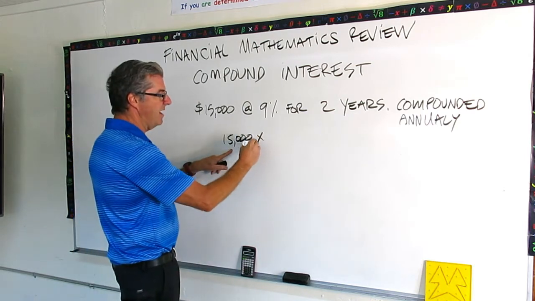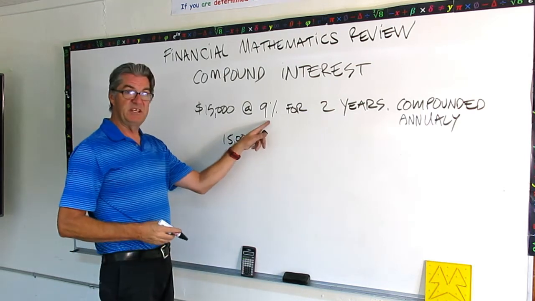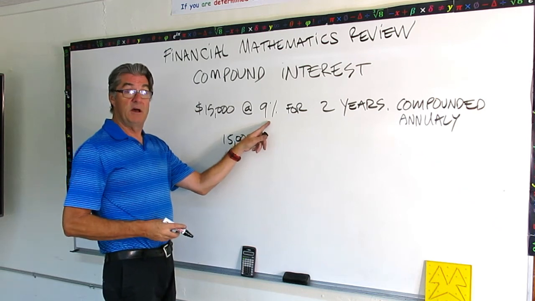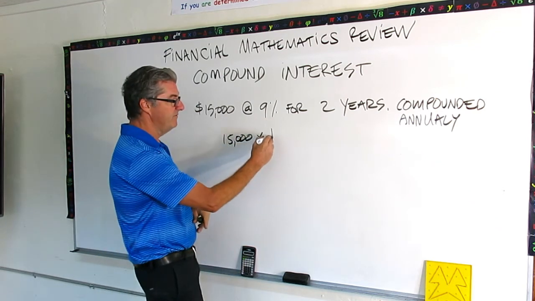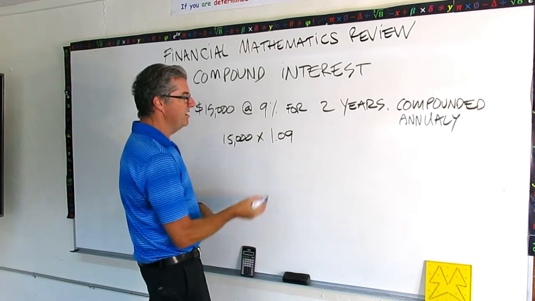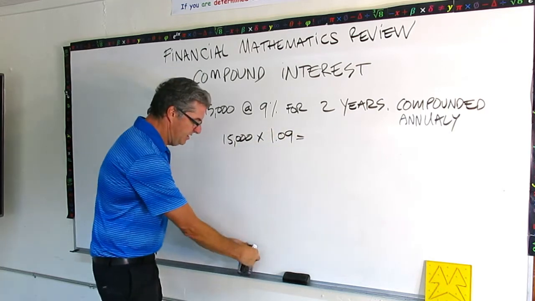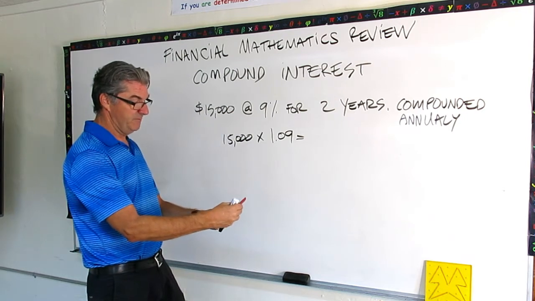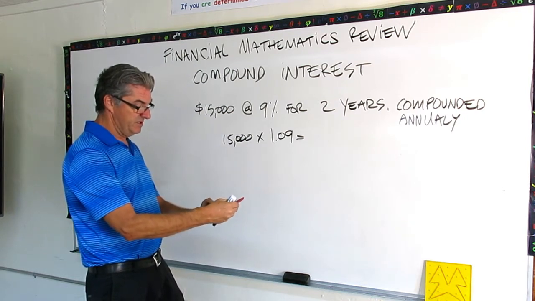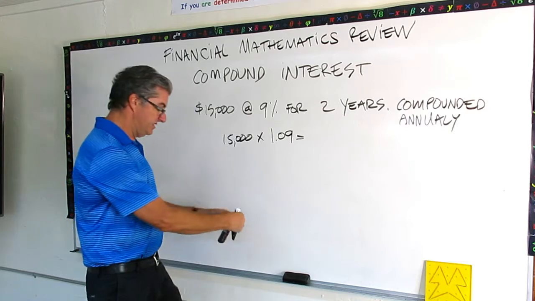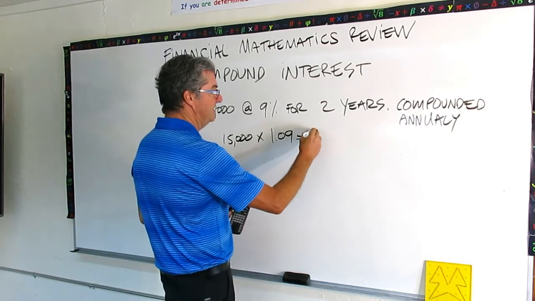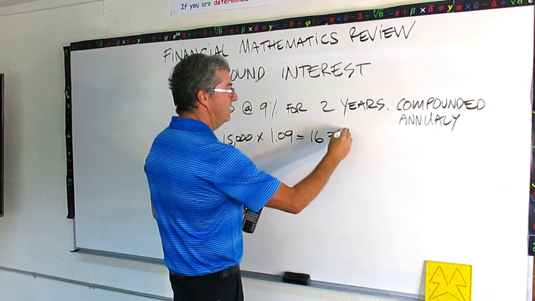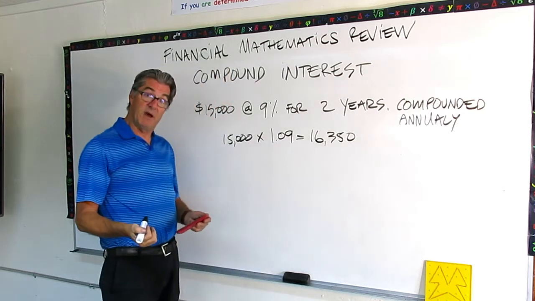Now we multiply it by our multiplier. The percent here is 0.09, but remember, the multiplier has to have the 1 in front. So this is 1.09. That's going to give us the amount of our investment at the end of the first year. 15,000 times 1.09 gives us $16,350. Pretty cool. We've made some money.